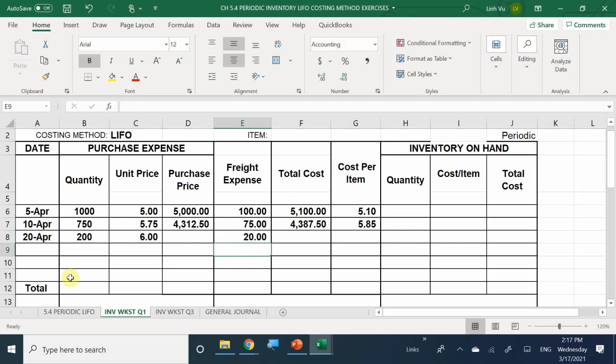So these are going to be numbers that you plug in yourself. They're given already to you. So the only thing that you have to do is just solve for the purchase price, total, and freight. I mean, cost per item. Right? $1,200 for purchase price, total $1,220, and cost per item is $6.10.